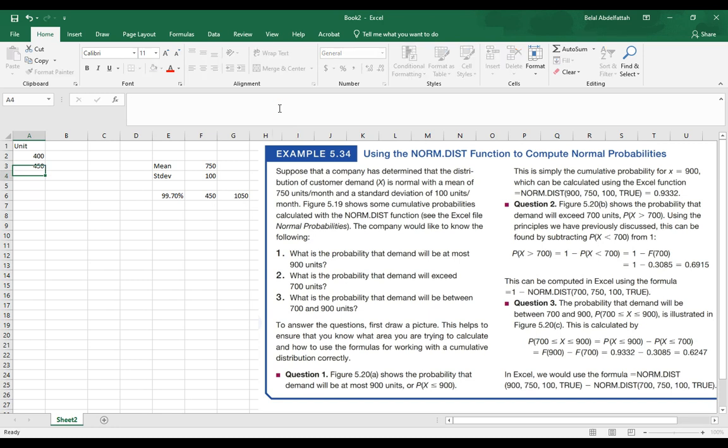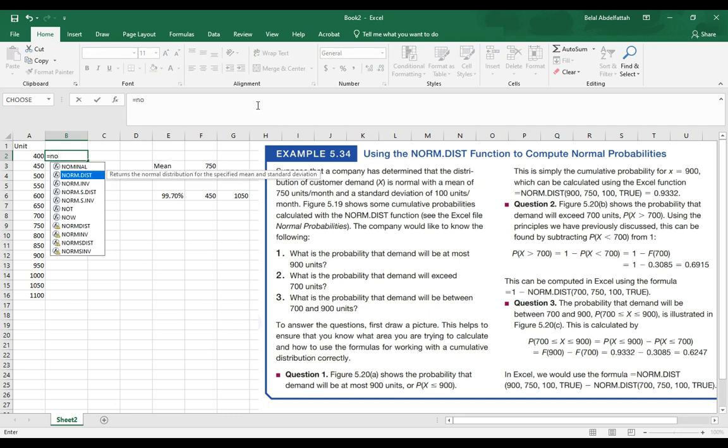So I have 450, 500. I'm going to go all the way down until I hit about 1100. So let me go ahead and do that. There. What I'm doing here, I would be able to construct a chart based off of this scenario.